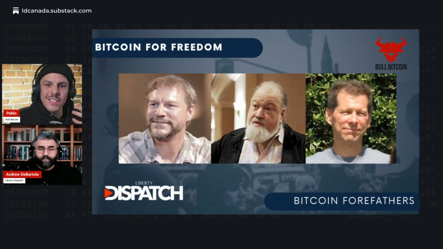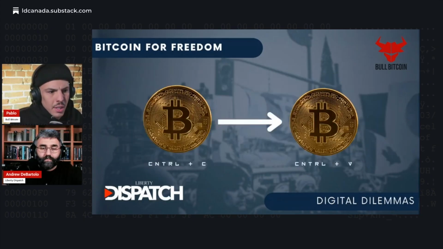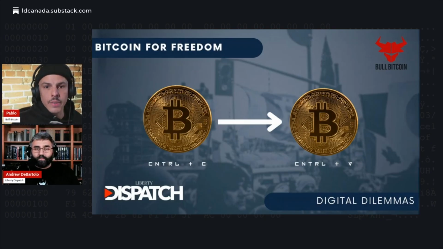But it's not that simple. There were some problems with digital currency in the early days, and we'll delve into some of those right now. We don't have to get too technical. I want to keep this pretty approachable. It is Bitcoin 101, but essentially there was a digital dilemma with digital currencies.